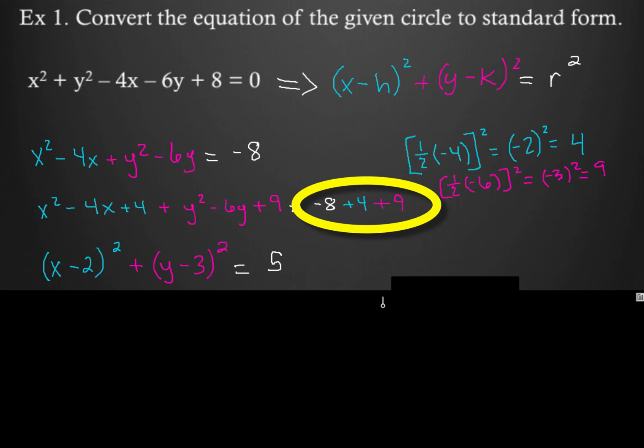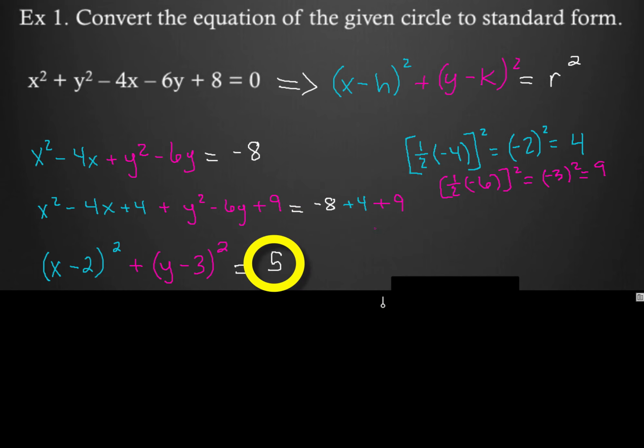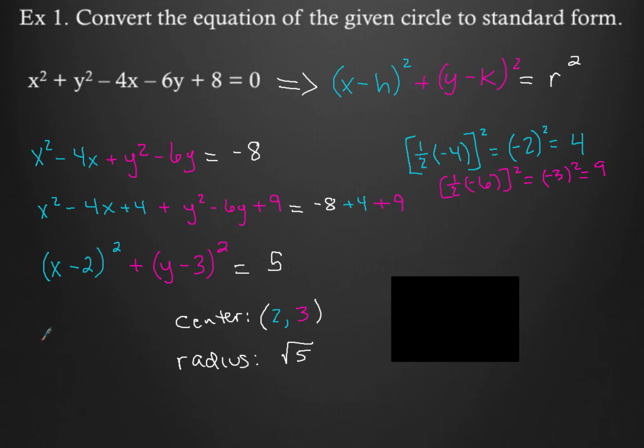Now on the right hand side, when you combine negative 8, 4, and 9, you end up with positive 5. Alright, so this is our final answer here. Here's our equation in standard form. We've got it in the HK format. So check this out though. When we take a look at our center, 2, 3, and our radius, we would just take the square root of 5 to get our radius.